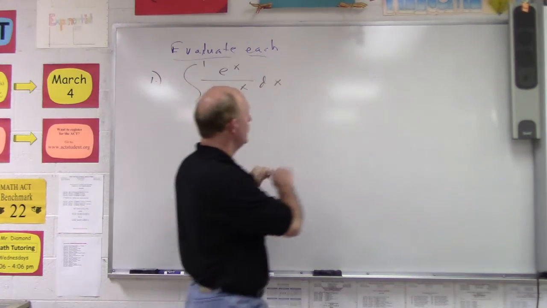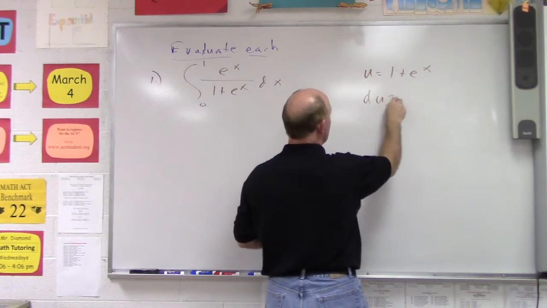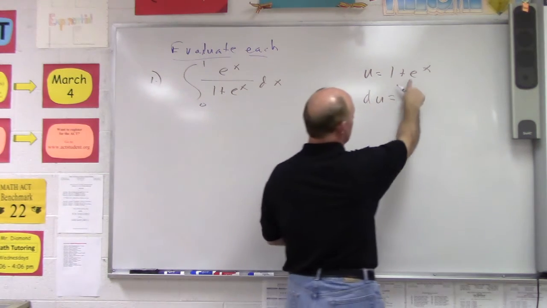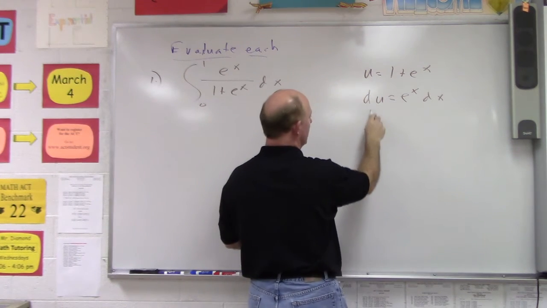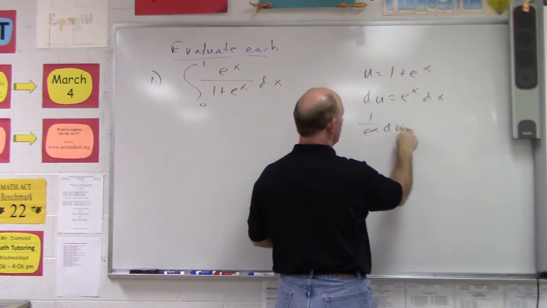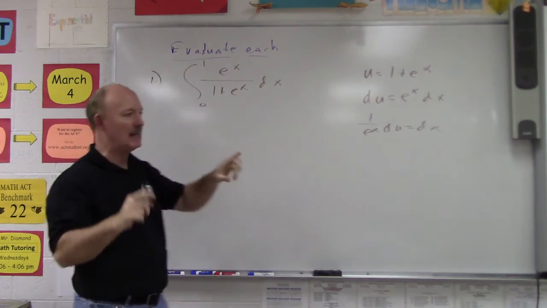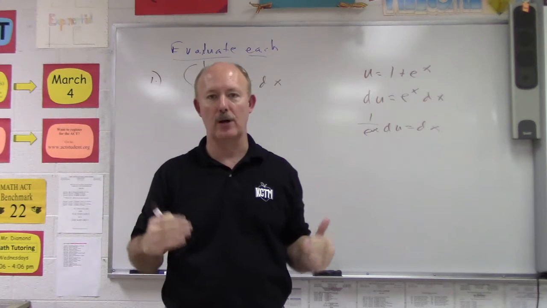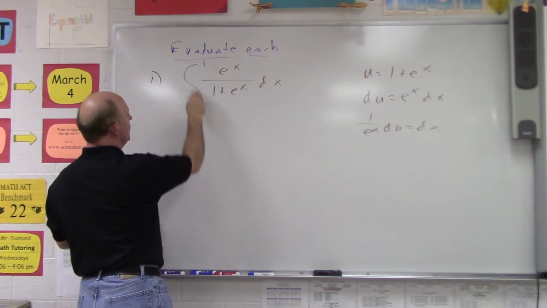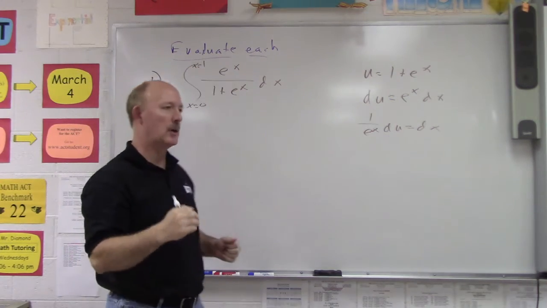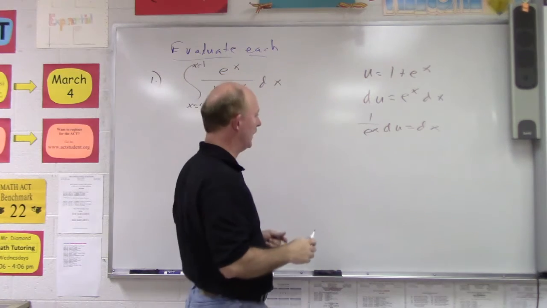But let's start off and let u equal 1 plus e to the x. So du, the derivative of 1 is 0, the derivative of e to the x is e to the x dx. So divide both sides by e to the x, being 1 over e to the x du equals dx. Now, with a definite integral, I'm going to go ahead and change the upper and lower bounds also. Because remember, this is x equals 0, and this is x equals 1. So we want to convert from terms of x to terms of u.